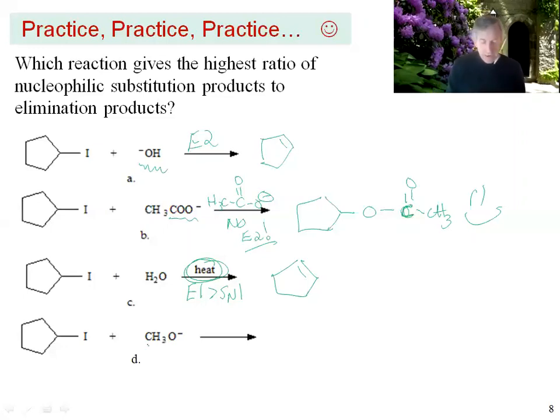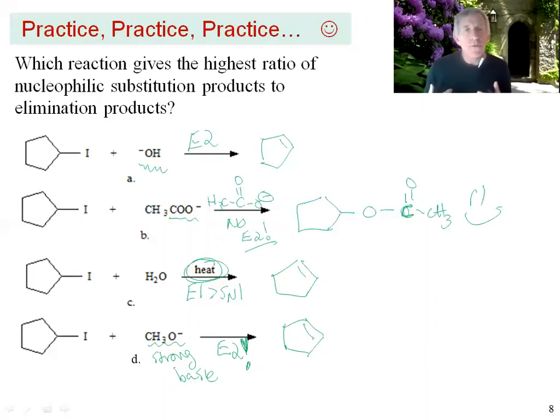And again, down here, I just wanted to show you, it's not OH minus. Could it be something else? Could I use this to make the ether? No, it's still a strong base. So this one still favors E2. And so notice we have a lot of elimination products written on the slide here. So really the answer to this one is B. That would be the one that would make the most substitution products.